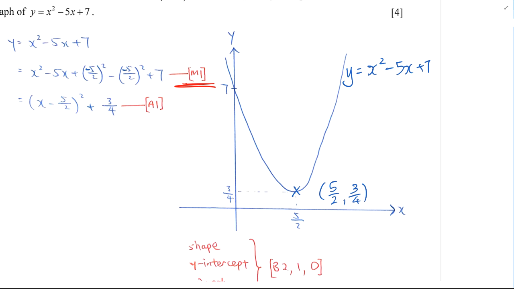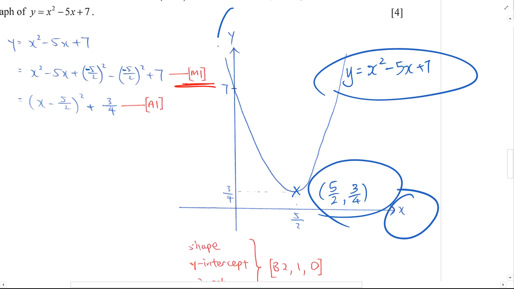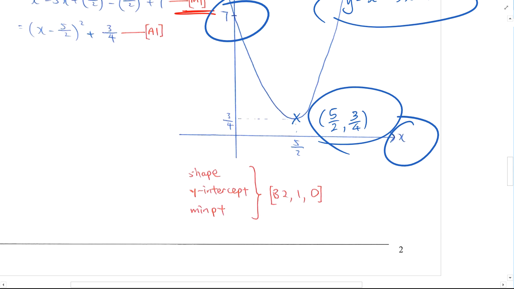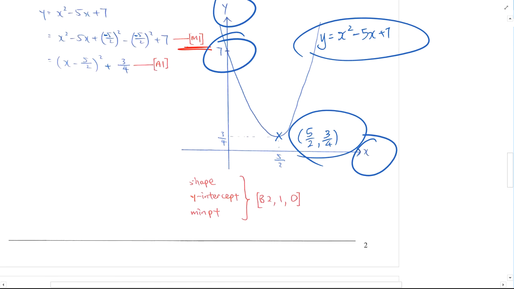Okay, so this is the parabola. It should be symmetrical. The minimum point should be labeled. There should be a label for the graph. Your axis should be labeled. The y-intercept should be shown, which is 7. So these are the things I'm looking for. 1 mistake, minus 1 mark. Maximum 2 marks for the graph.